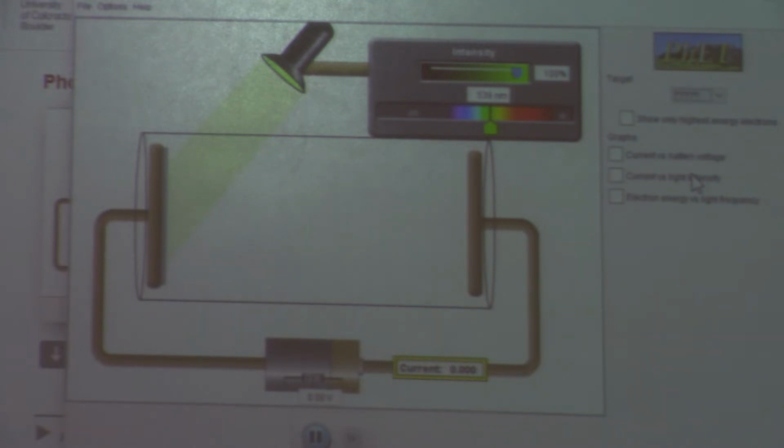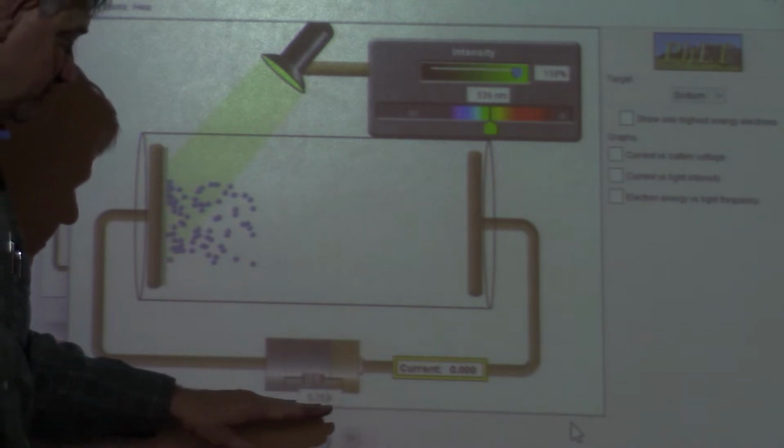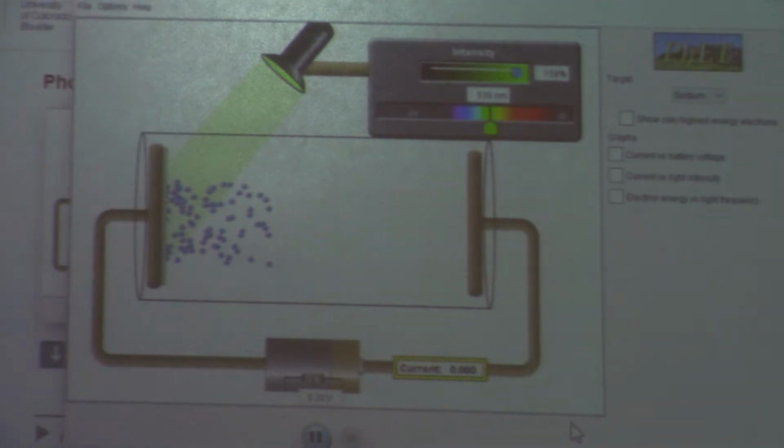Okay. So now we're going to be down to number 10. We're going to put that back to sodium. Now, we're going to set the voltage to a positive 0.20 volts. So we're going to change this to positive 0.20. Down here on the bottom, this is where you can change the voltage. So I've changed this to a positive voltage of 0.20 volts. So I'm going to hit enter.